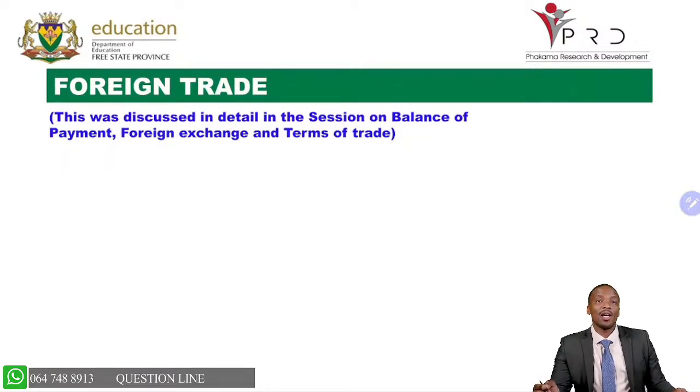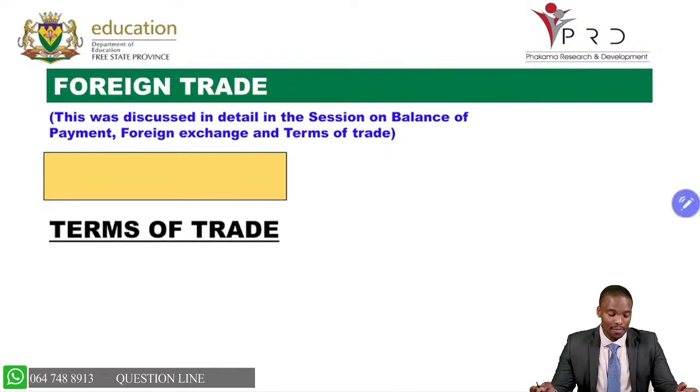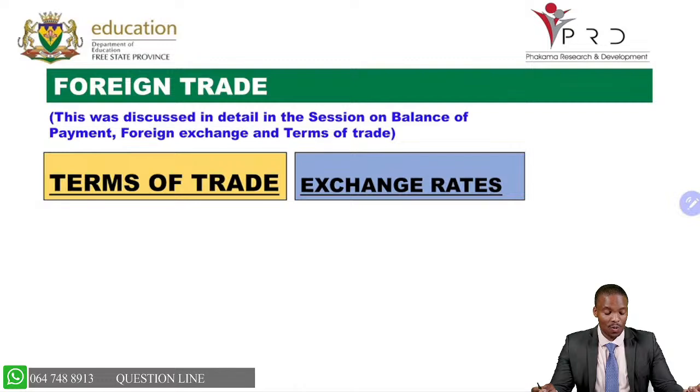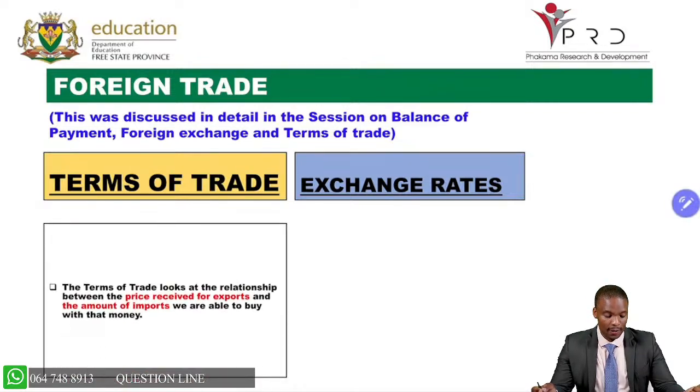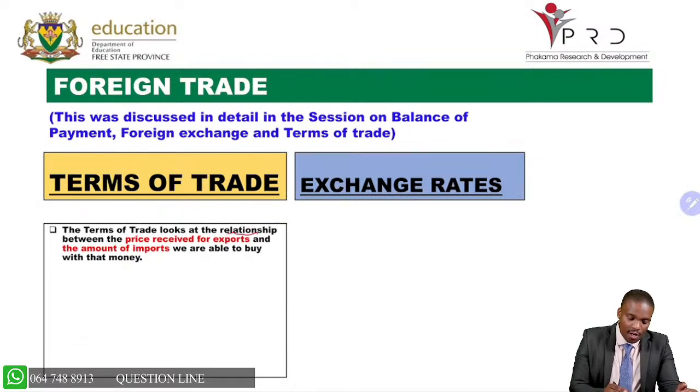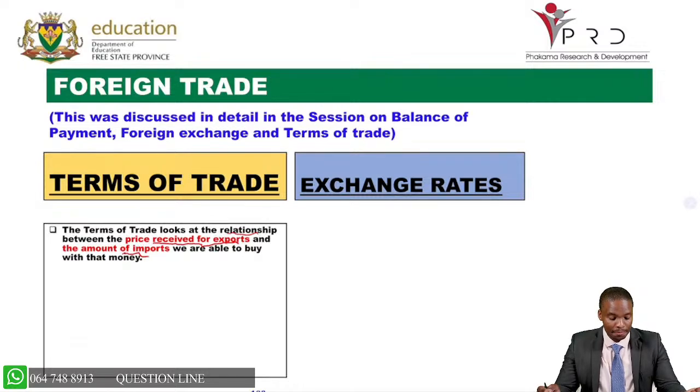Then number 3, we are looking at what we call the foreign trade indicators. As I remind you, it was discussed under topic 4, where we looked at the balance of payments as well as foreign exchange and terms of trade. Then under foreign trade, there are 2 indicators that we look at. The first one is terms of trade, followed by exchange rates. Okay. Under terms of trade, we are looking at the relationship between the price received for exports and the amount of imports that money can buy.